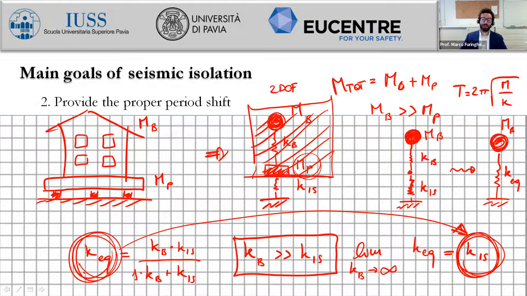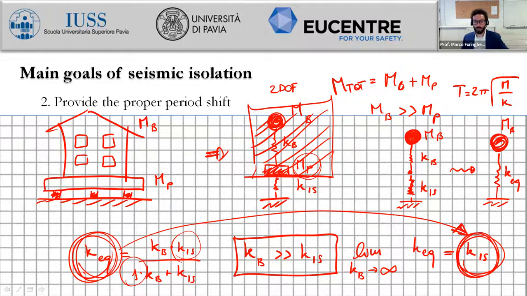So according to this, if we want to translate this assumption into the mathematics, we can consider the limit of the stiffness of the building, which tends to infinity, because we can consider the K of the building approximately infinite with respect to the K isolation, of the expression of the K equivalent, which is this one, which is a rational function. And this limit leads to the ratio of the coefficients of KB. So this is K isolation divided by 1, so K isolation. So this means that if we consider KB much higher than K isolation, the equivalent stiffness can be approximated to K isolation.